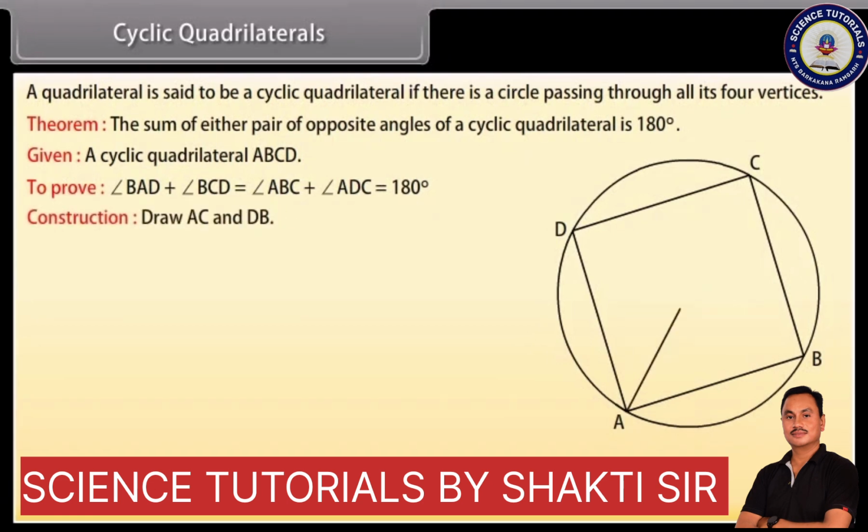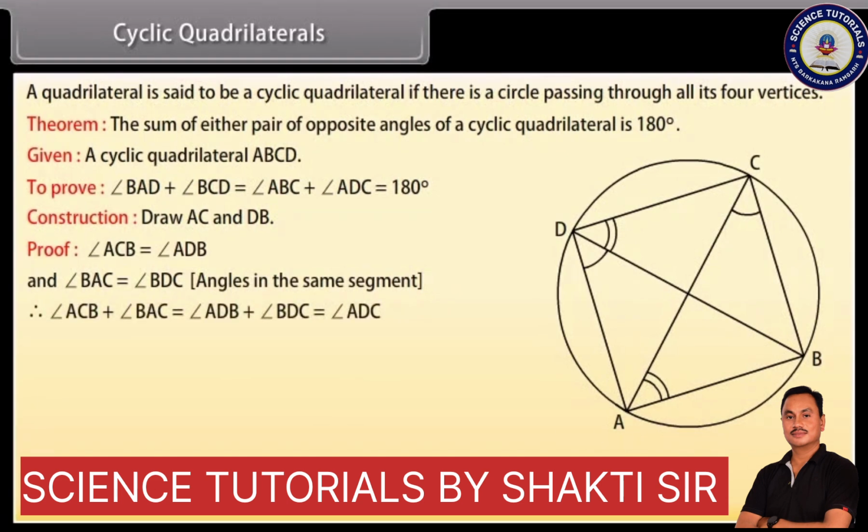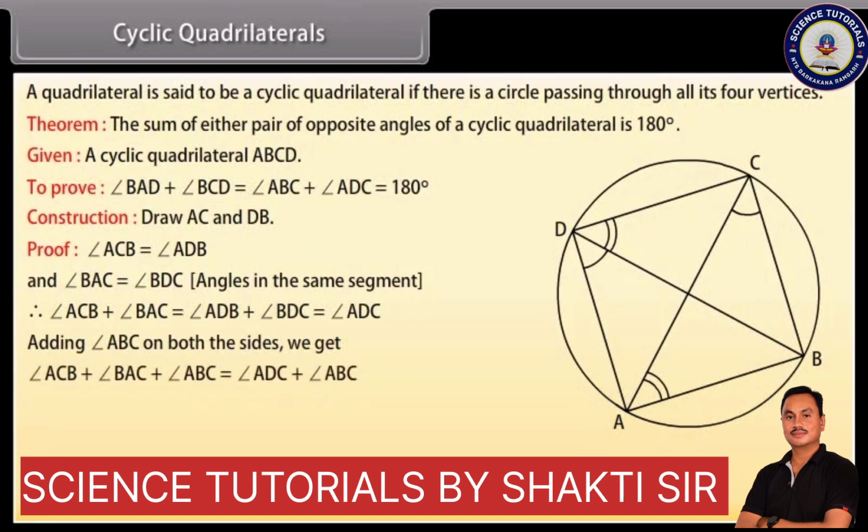Construction: draw AC and DB. Prove. Angle ACB is equal to angle ADB and angle BAC is equal to angle BDC because these are the angles in the same segment. Therefore, angle ACB plus angle BAC is equal to angle ADB plus angle BDC, which equals angle ADC. Adding angle ABC on both sides, we get angle ACB plus angle BAC plus angle ABC, which is equal to angle ADC plus angle ABC.